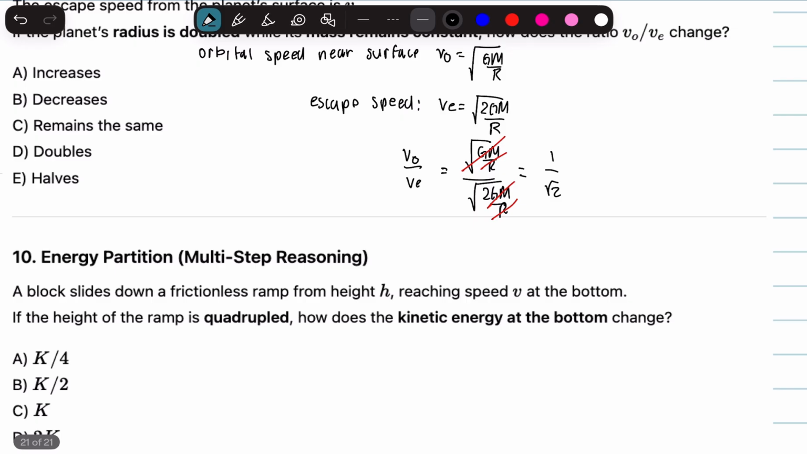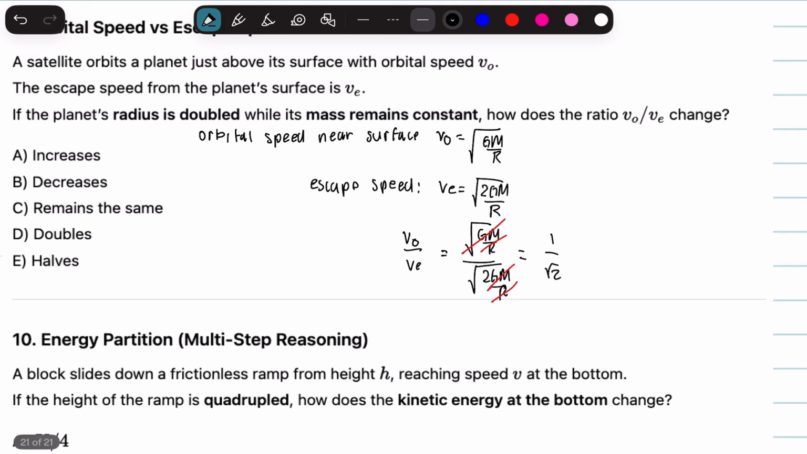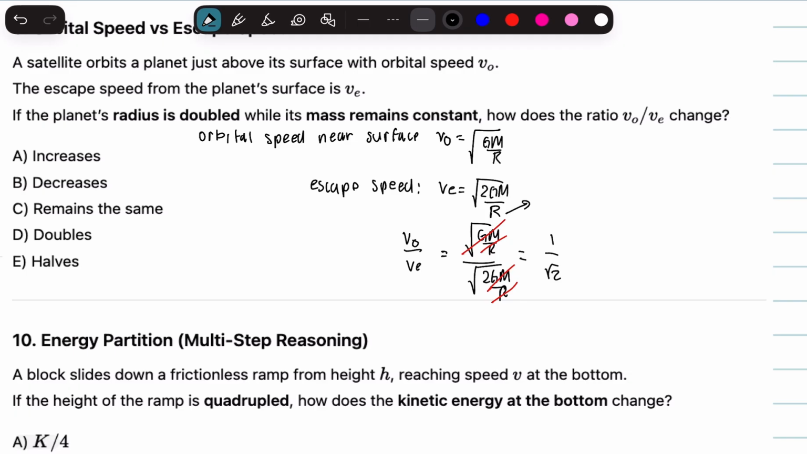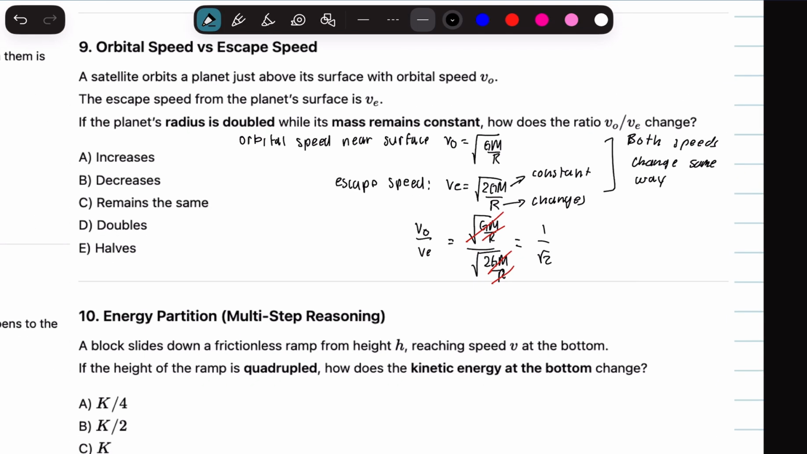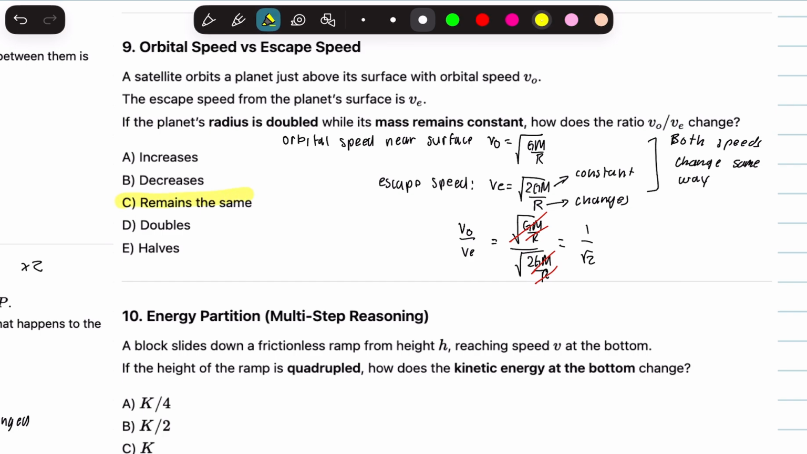So that means that if R changes, and the mass is constant, both speeds change the same way, basically. So that means that the answer is C. It remains the same.